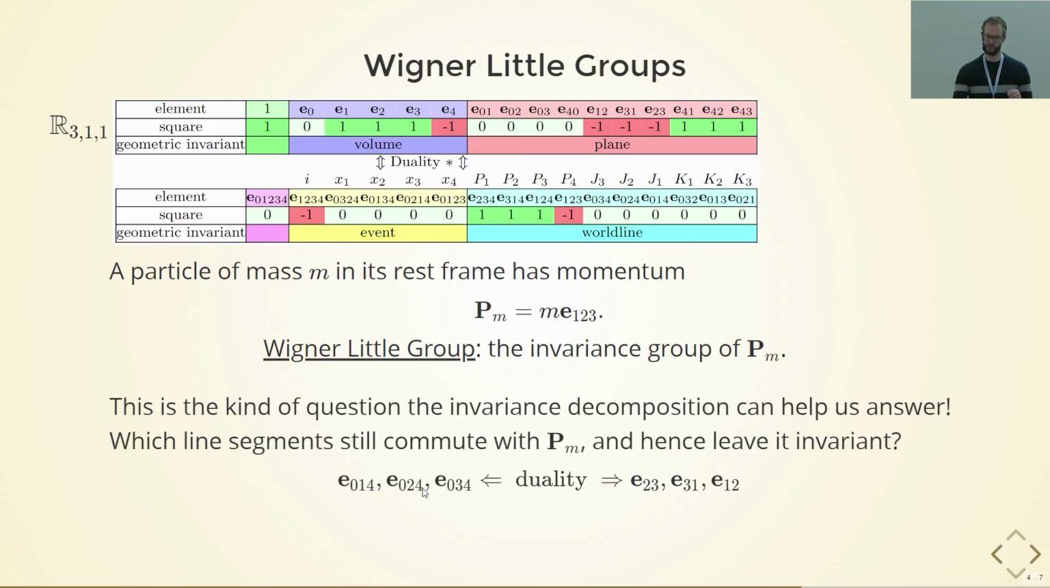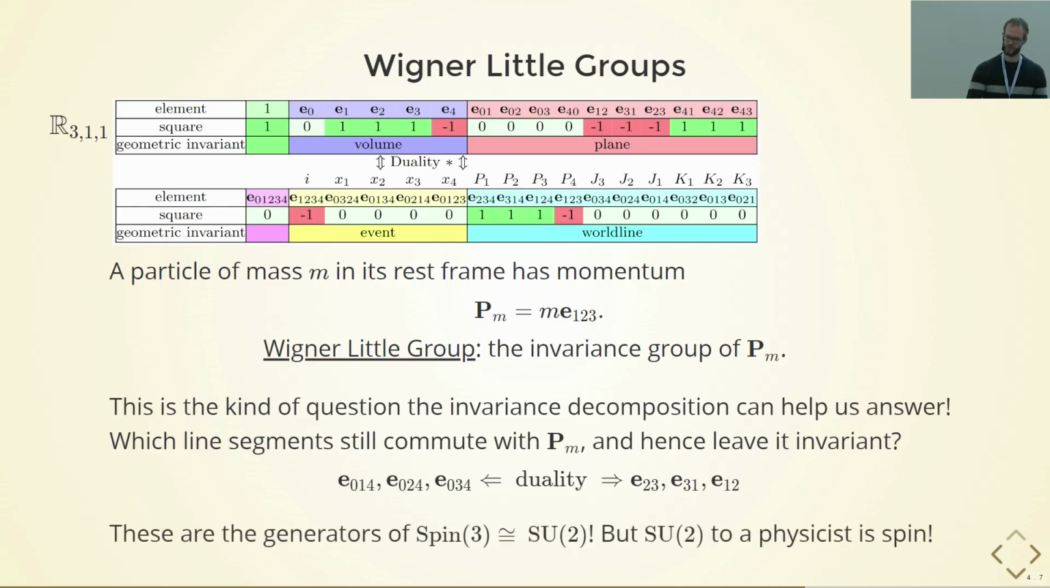E014, 024, and 034. But if you take that dual, something interesting happens. Those are E23, E31, and E12, and those are just the generators of a rotation. So indeed, around this momentum line, there's still the invariance under rotation. And those are the generators of the spin group, which is isomorphic to SU2. And to a physicist, if you hear SU2, you instantly think spin, the quantum property of spin.